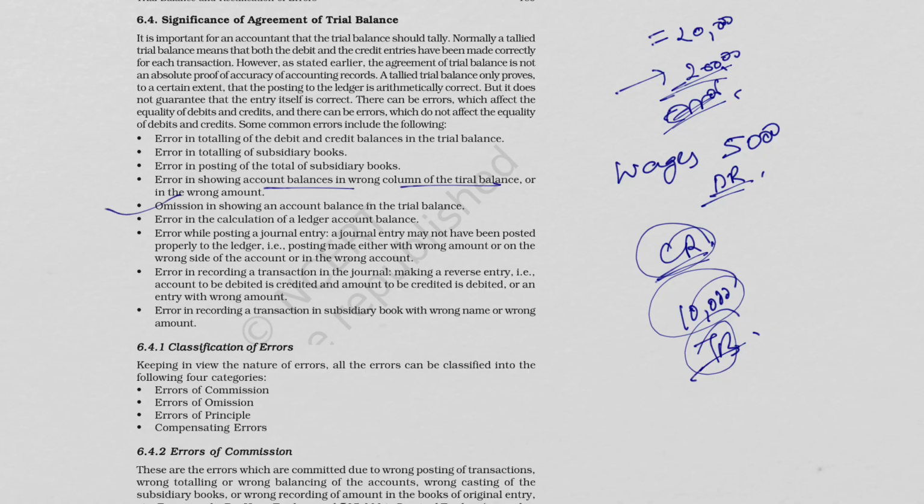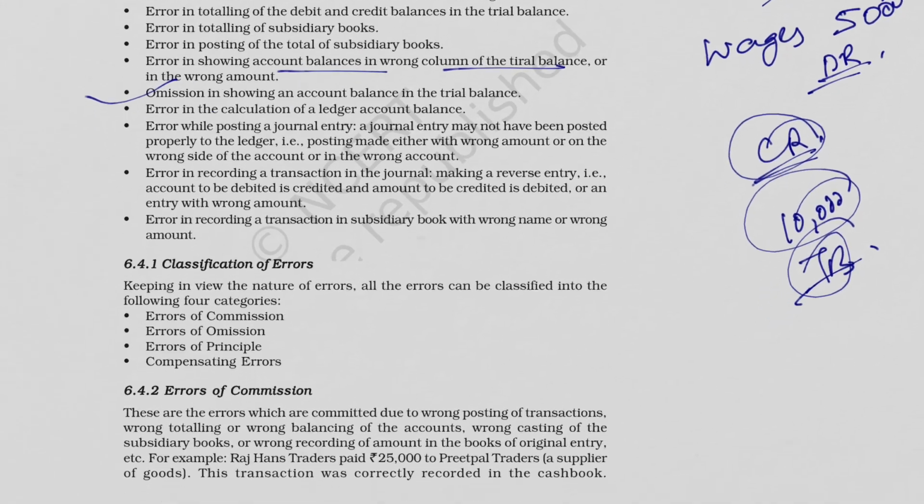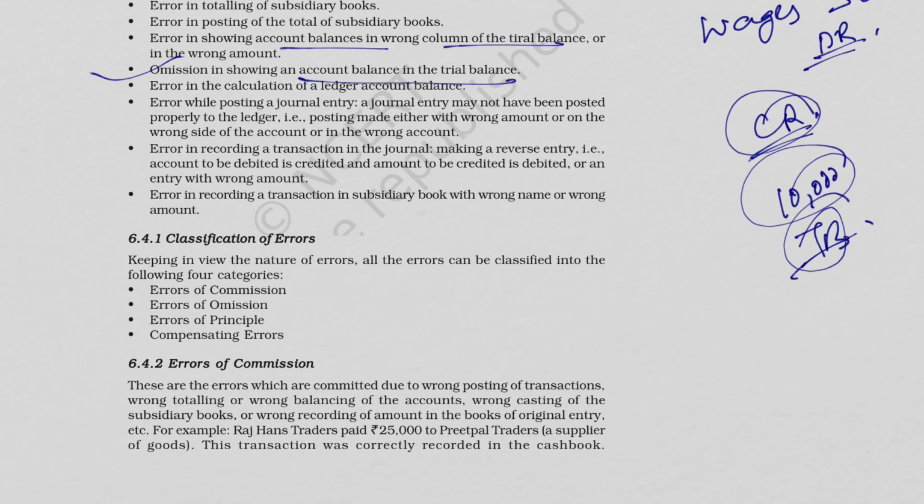Then we have omission in showing an account balance in the trial balance. Sometimes an account balance is not included in the trial balance. For example, machinery account balance is rupees 25,000, but the accountant forgot to include it. So this causes a mismatch.